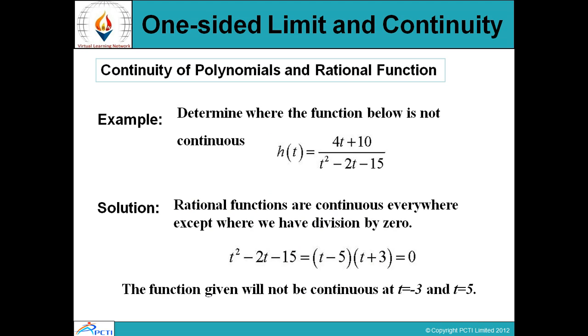Determine where the function below is not continuous. For example, h(t) equals (4t plus 10) divided by (t square minus 2t minus 15). Rational functions are continuous everywhere except where we have division by 0. So factorize t square minus 2t minus 15: the factors are (t minus 5) and (t plus 3) equal to 0. So the function is not continuous at t equal to minus 3 and t equal to 5.